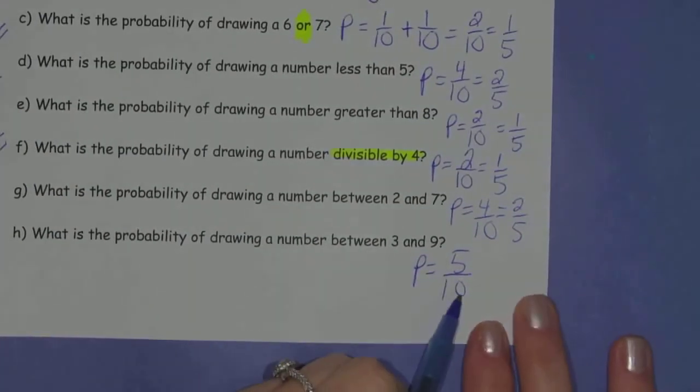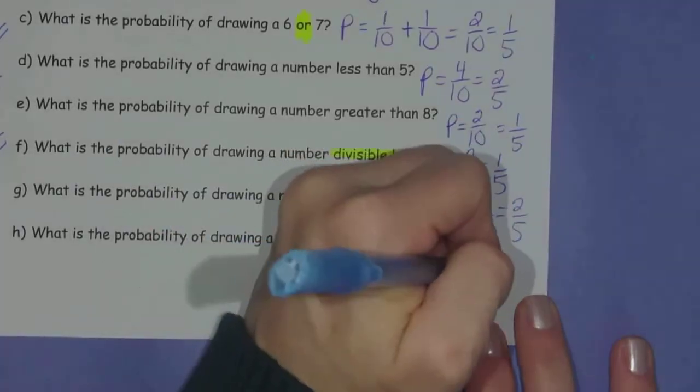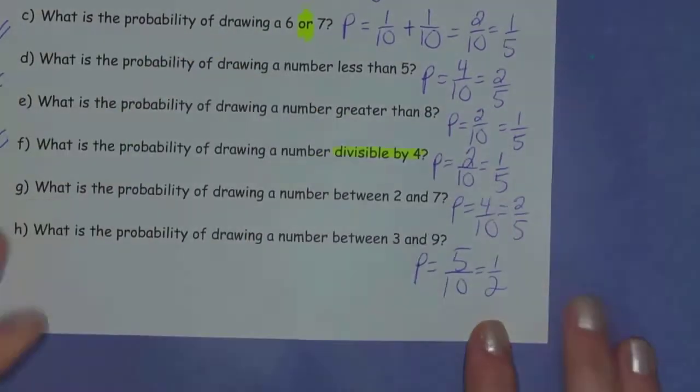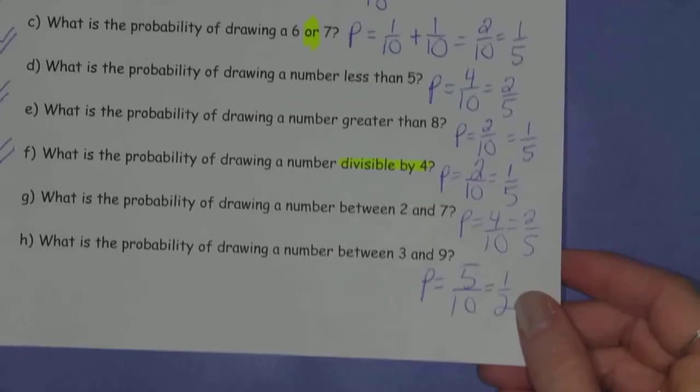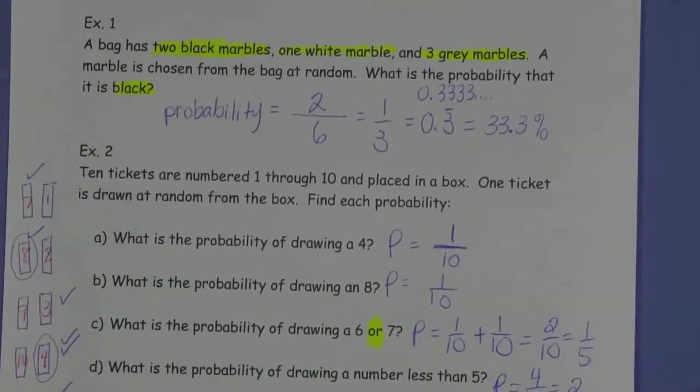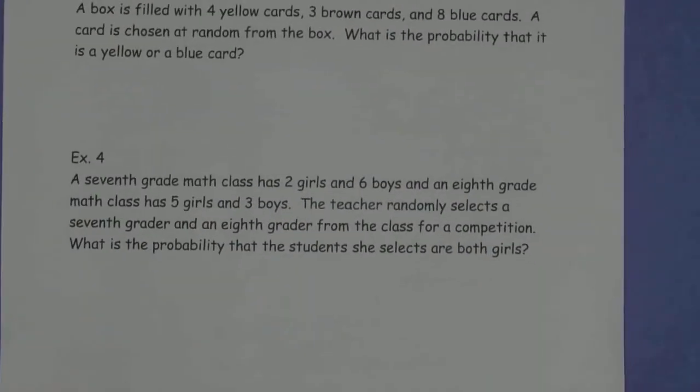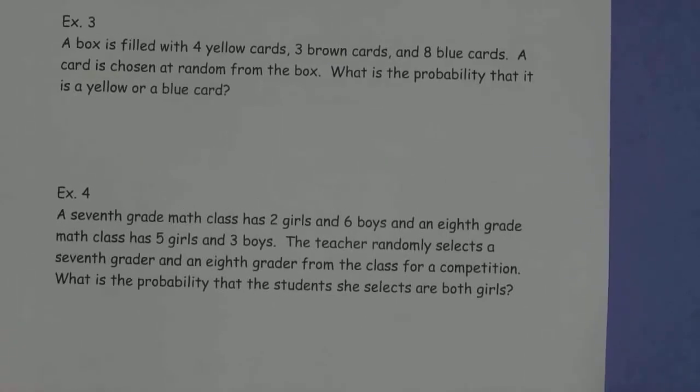5 numbers out of the total 10 are between 3 and 9, and so that's 1/2. Okay, so that completes the first side. Pretty simple probabilities. Let's turn it over. We've got 2 to go on the back, and we'll call it a day.